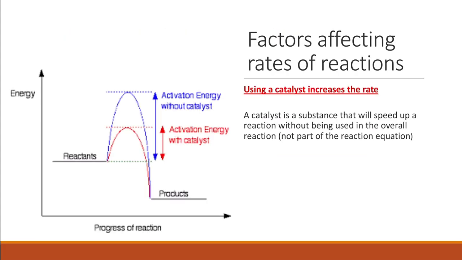Finally, the use of a catalyst. The use of a catalyst will increase the rate of the reaction. It does so by lowering the activation energy for the reaction. It does this by providing an alternative pathway for the reaction with a lower activation energy. Remember that a catalyst is a substance that speeds up the reaction or increases the rate of the reaction without being used up in that reaction.